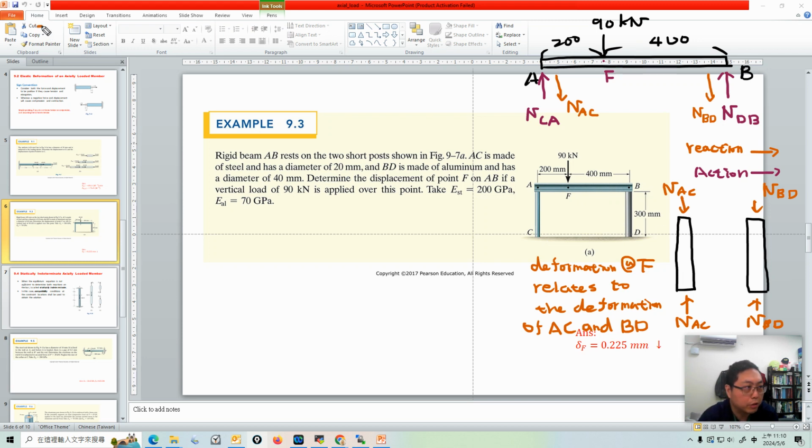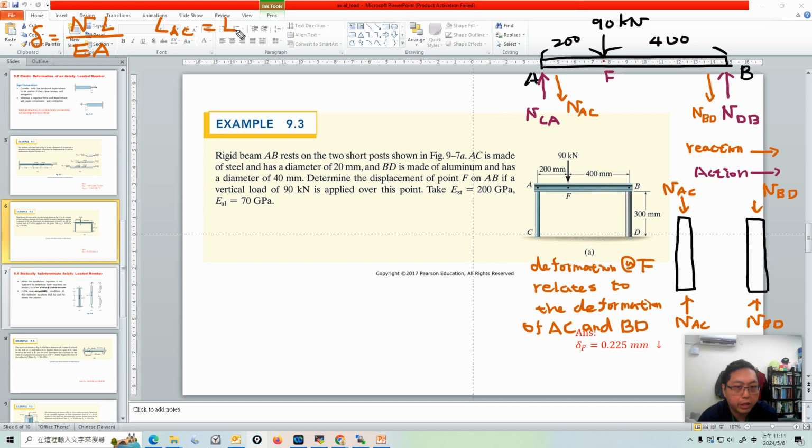So what's the formula for the deformation? Don't forget, in axial loading the deformation is calculated by NL divided by EA. Do we know the L? Yes, we have L, we have LAC.